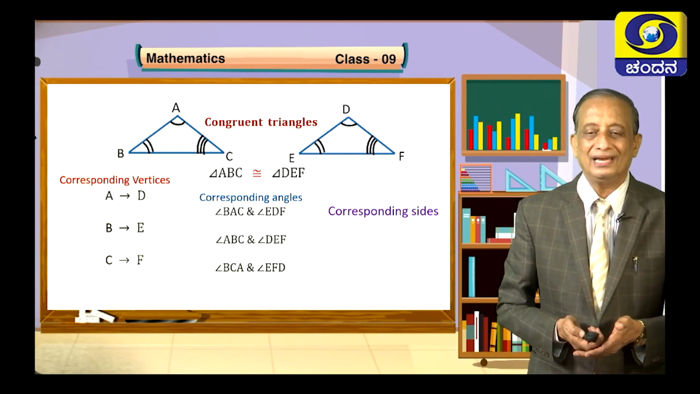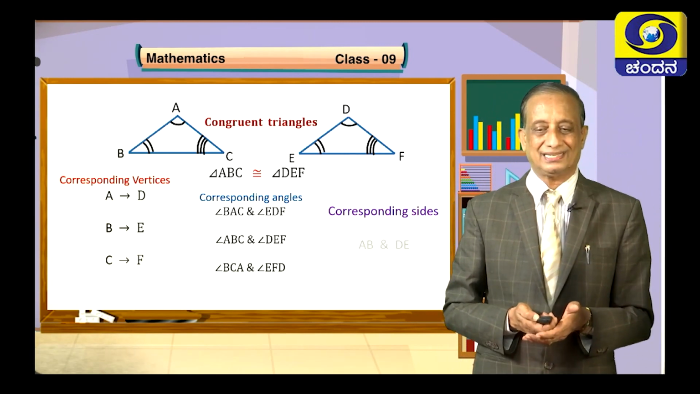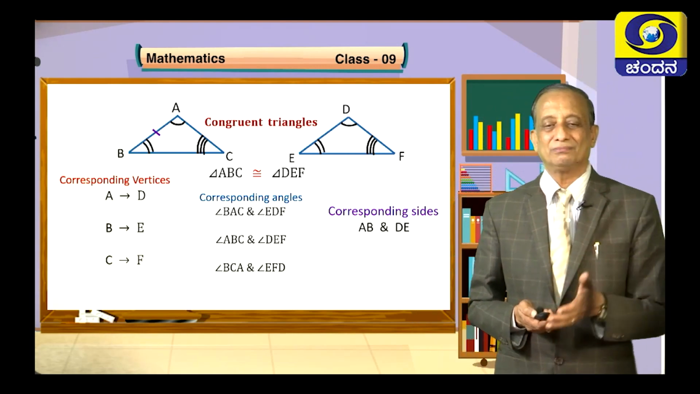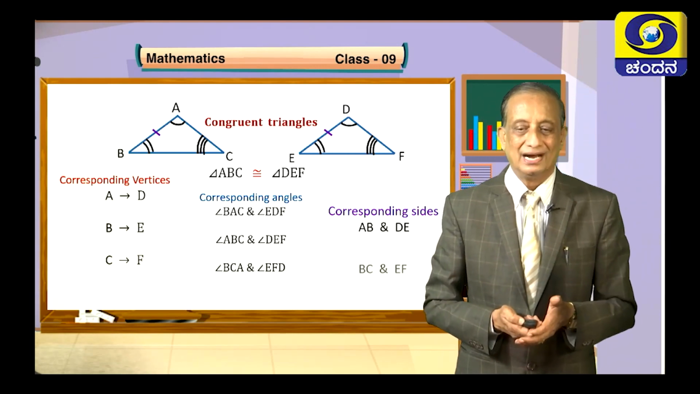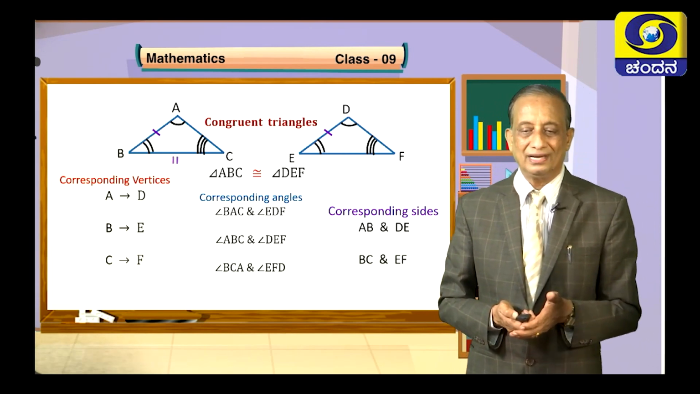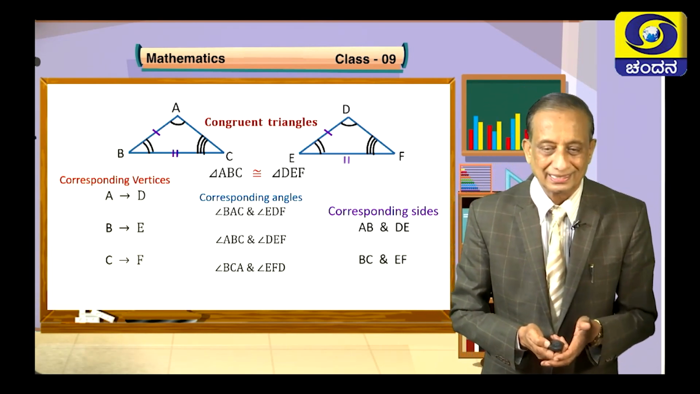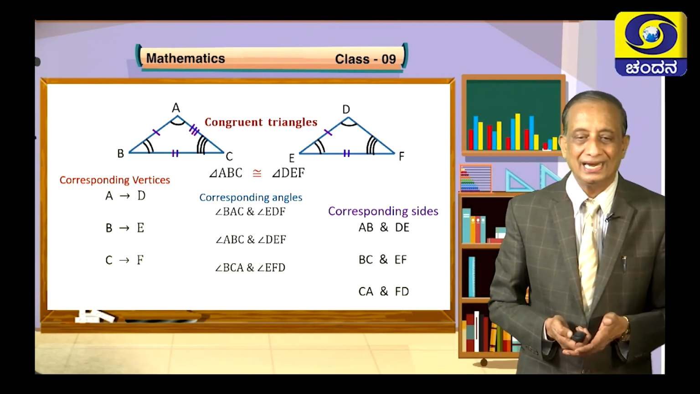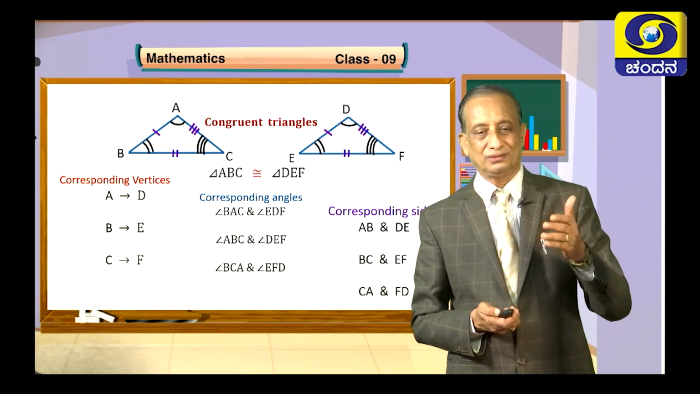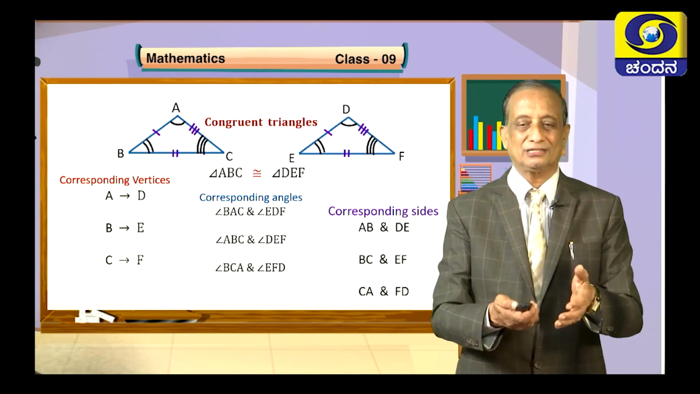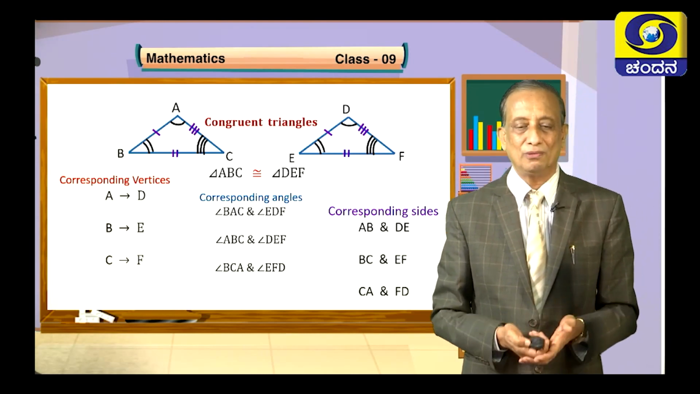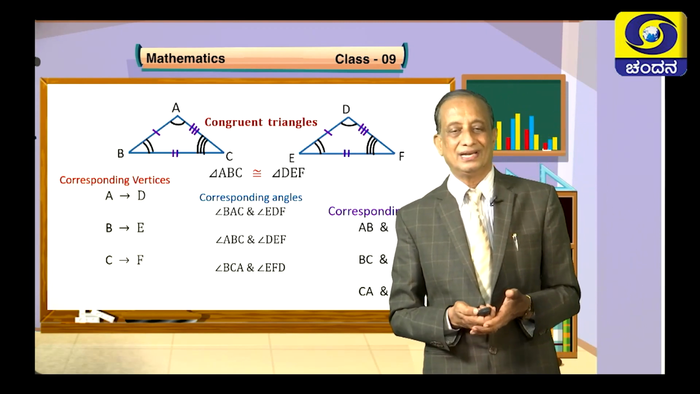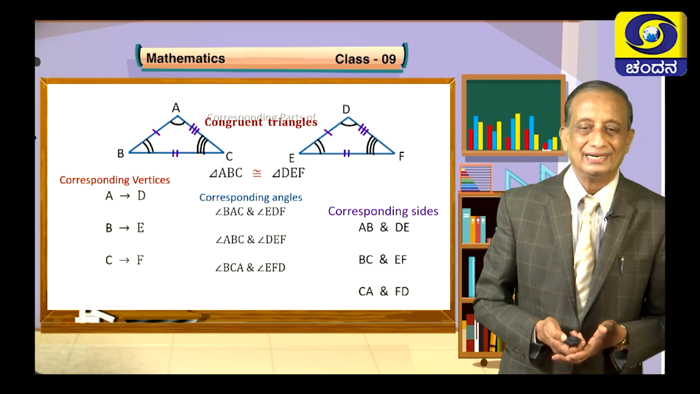Now finally, corresponding sides. AB and DE are called corresponding sides. Let us mark with one line like this. BC and EF are the corresponding sides, so let us mark with two lines like this. And finally CA corresponds to FD, so 3 lines on those sides. Let us mark like this. This is how we mark the corresponding angles and the corresponding sides of congruent triangles.